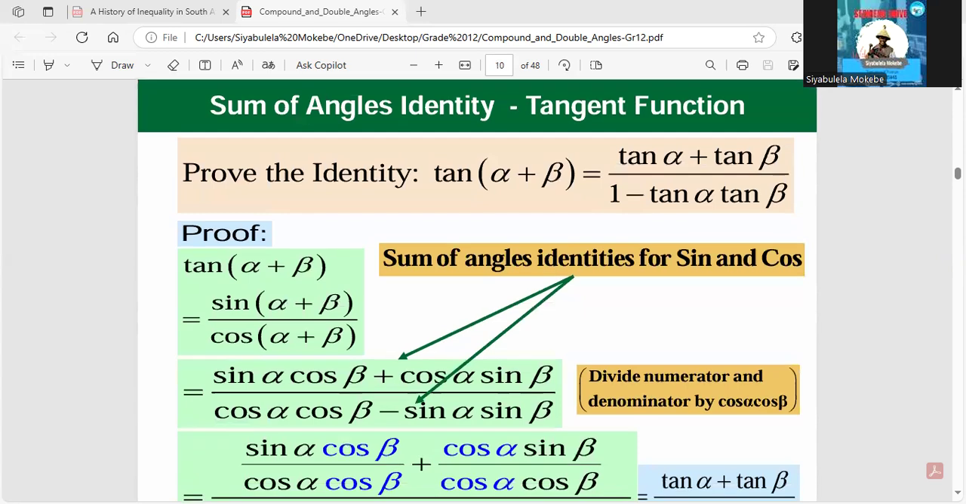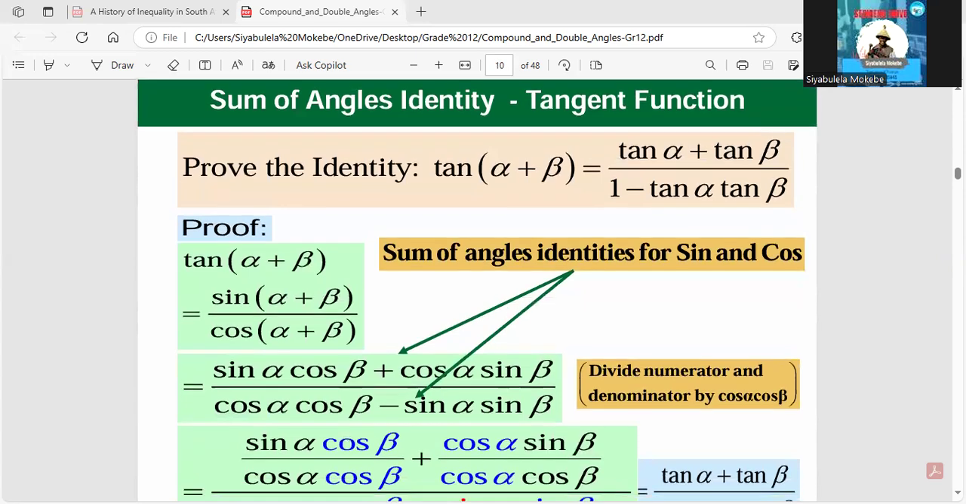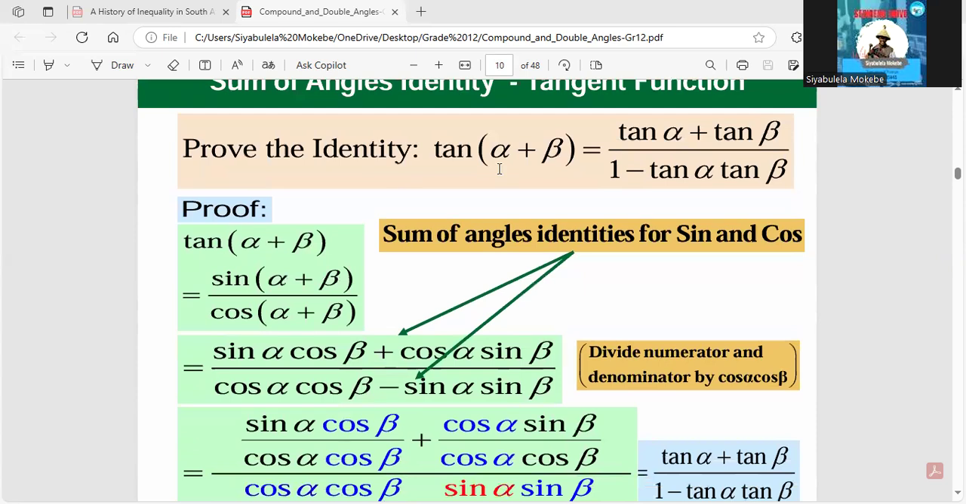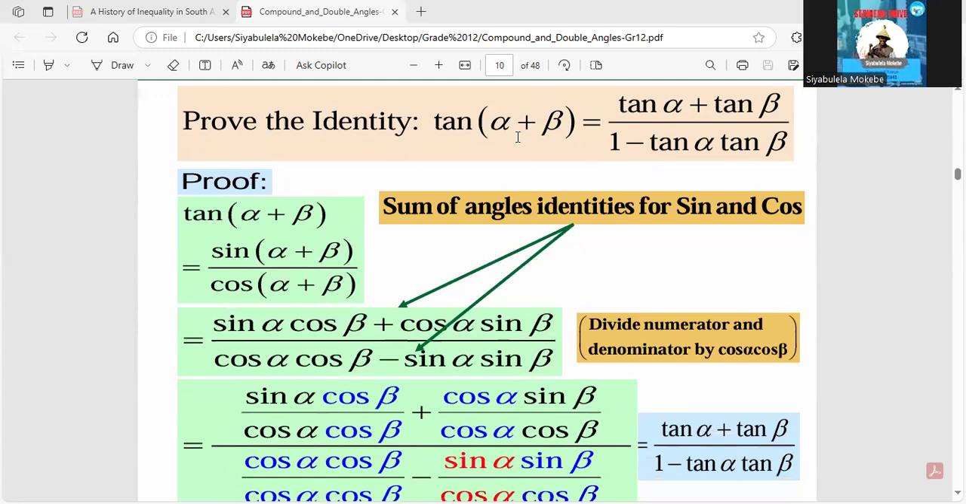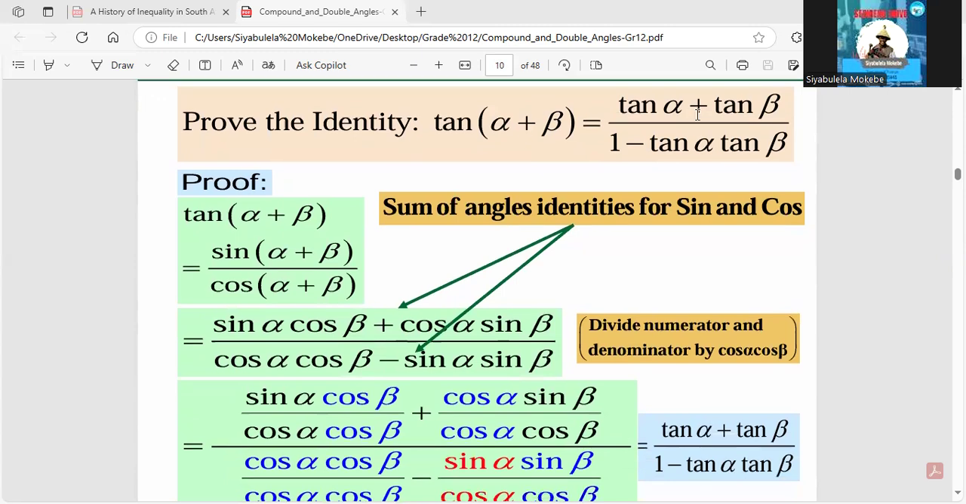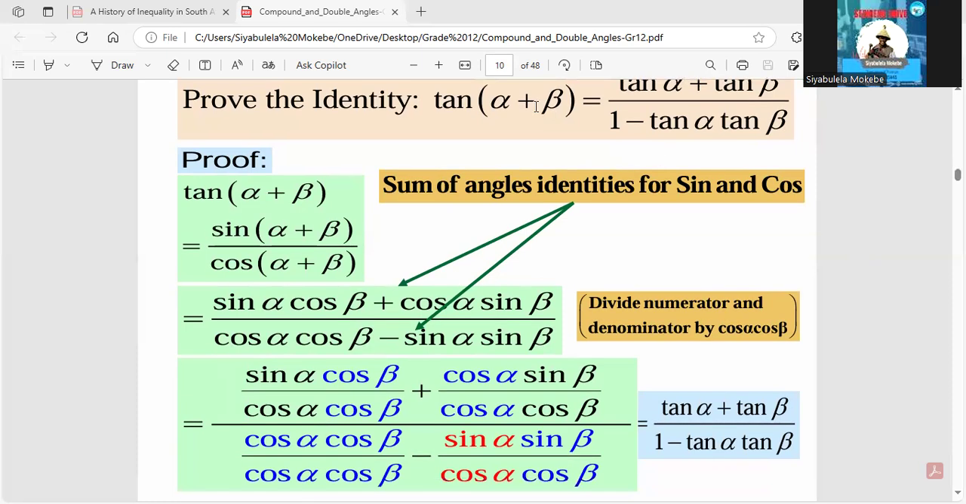Then let's prove the identity for the tangent function. So we have tan(alpha plus beta) equals tan alpha plus tan beta over 1 minus tan alpha tan beta. Again, here, if this is plus, then the numerator will have plus and the denominator will have minus. However, if this was subtraction, the numerator will have subtraction, the denominator will have plus. So to prove this, we're going to look at the left-hand side.